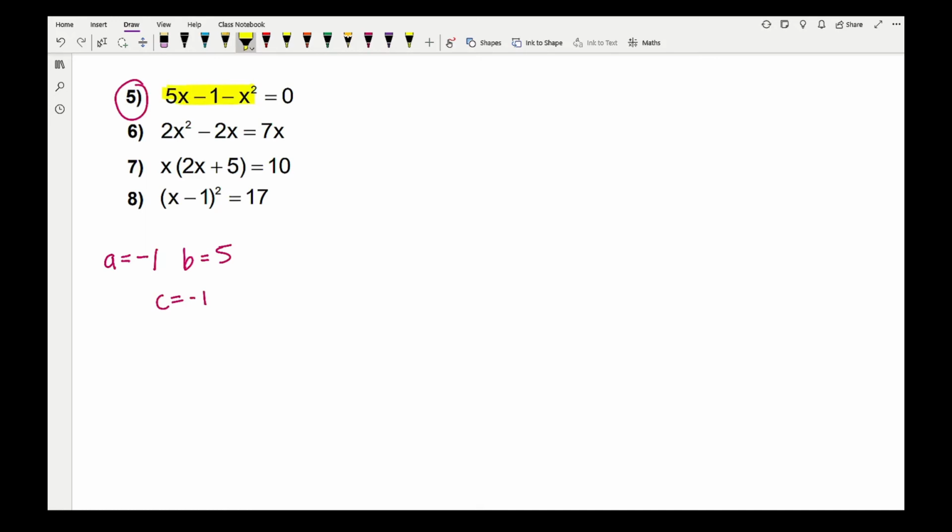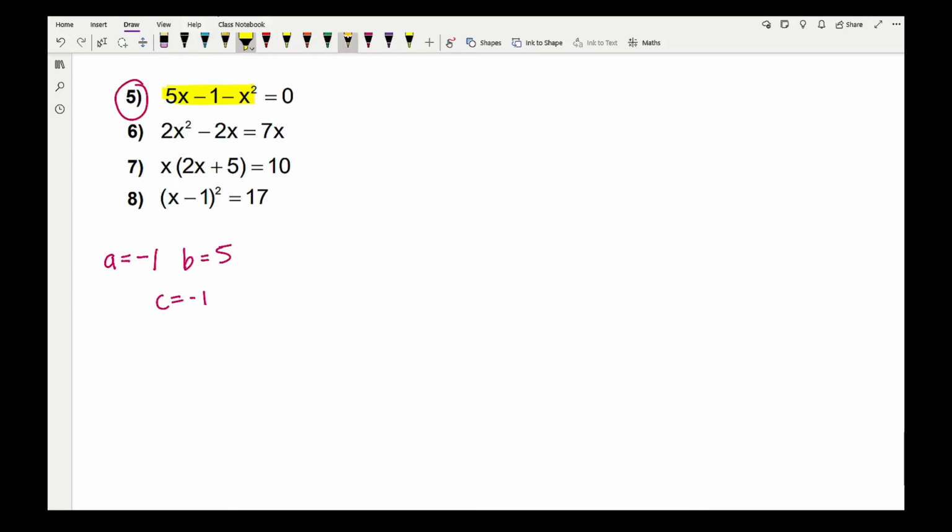A typical mistake would be to write a equals 5, b equals 1, and c equals minus 1. Although that's correct for c, it's not going to be correct for the other two variables. So just be wary that a is the number of x squared you've got, b is the number of x's you've got, and c is the number at the end.